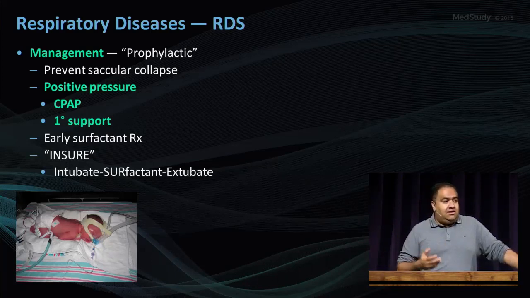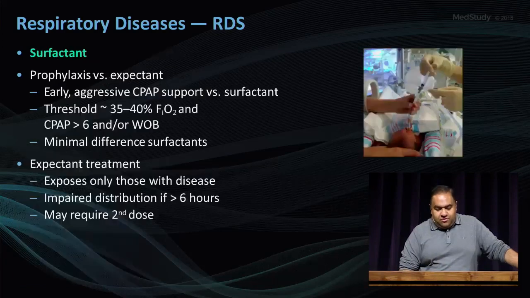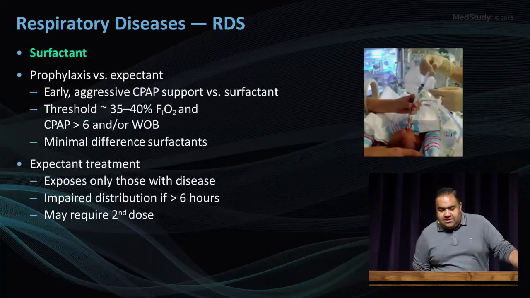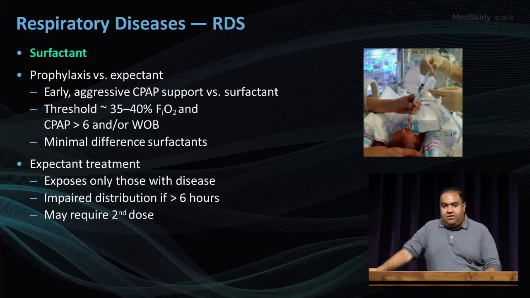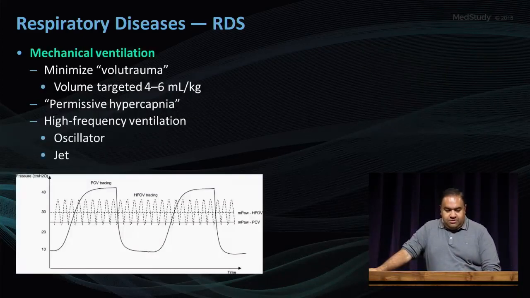A lot of the market out there is looking at inhaled surfactants so that you don't even have to intubate to put the surfactant down. So the technology is still continuing to push forward. With surfactant, prophylaxis versus expectant, you're trying to determine what your threshold is before you need to give that surfactant. FiO2 greater than 35% is usually the caveat, or if they're escalating in their respiratory support.